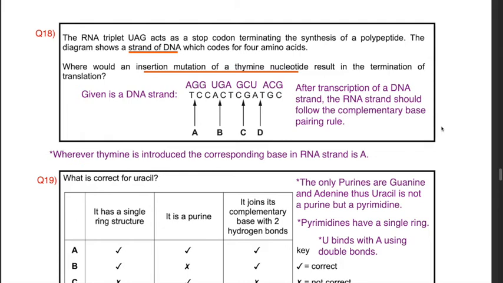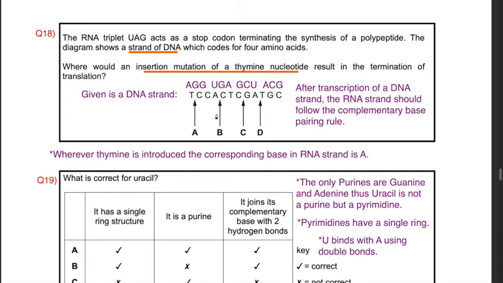So if you insert it at A, it would be AAG instead of AGG, because the complementary base of T is A, the complementary base of T introduced again would be A, the complementary base of C would be G. So the first codon would be AAG, not AGG. However, that doesn't result in a stop codon, because the stop codon is UAG. Let's try B. If we introduce it at B, it would be UAG.